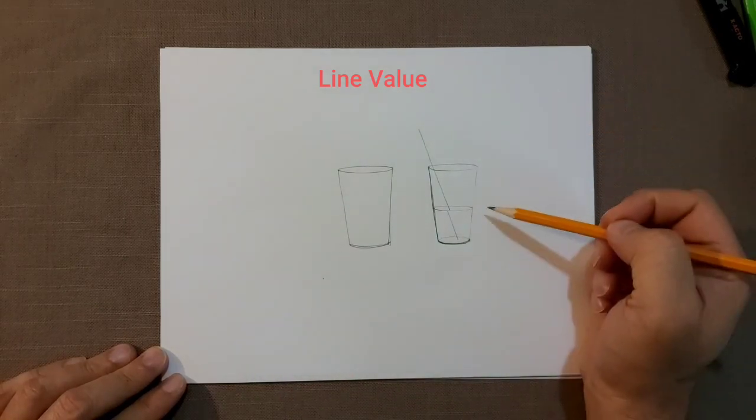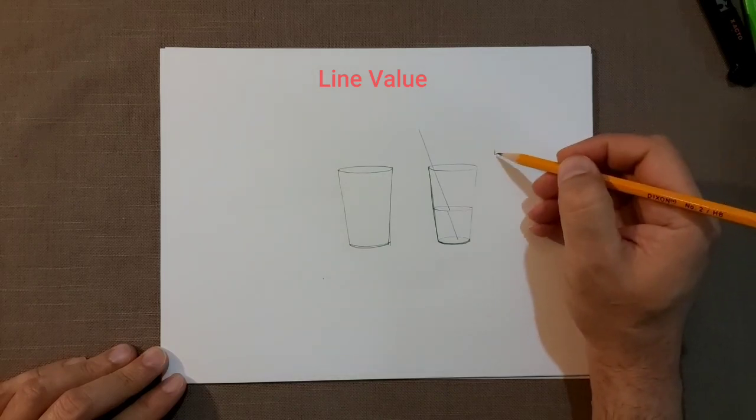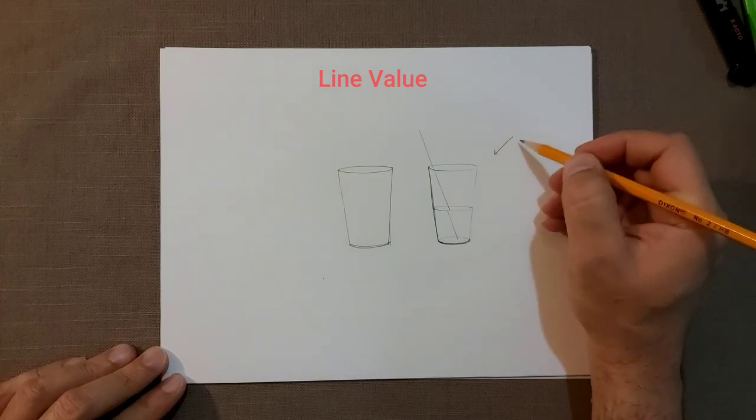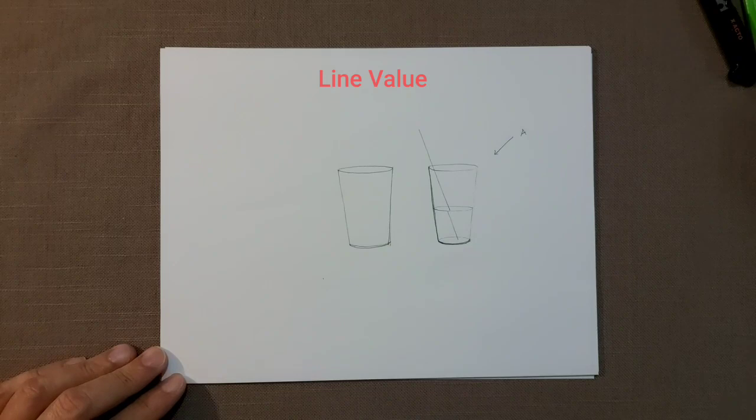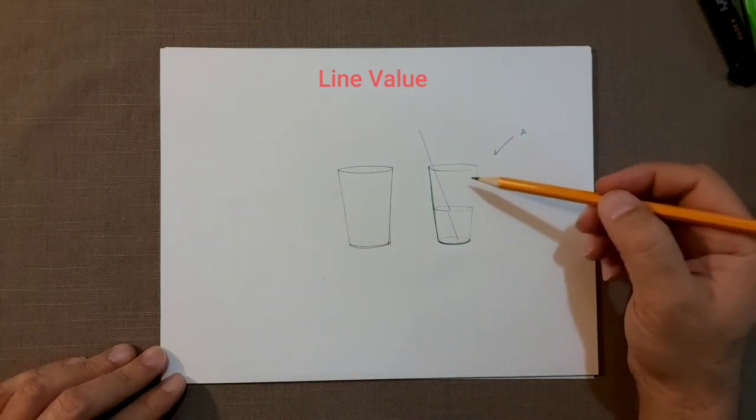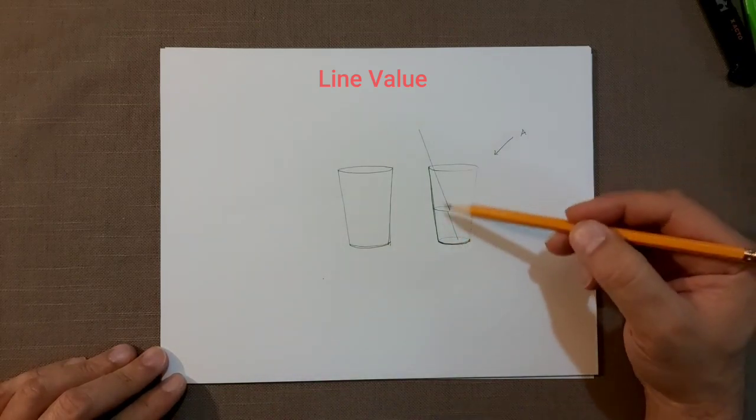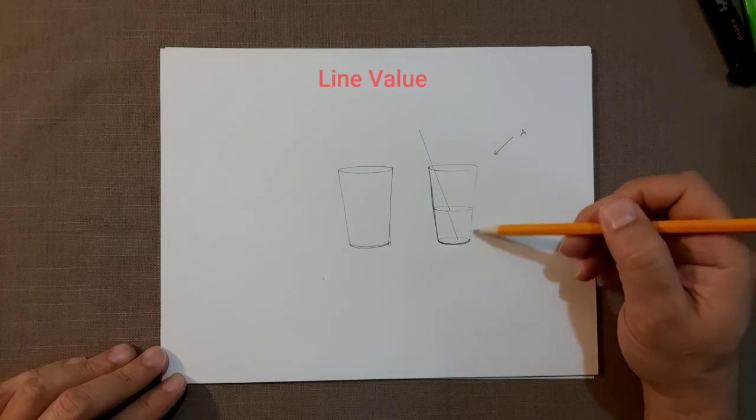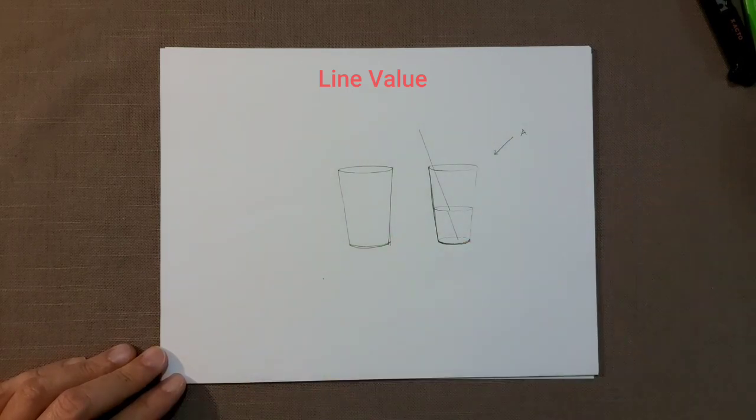So in this case, I can tell the light is coming from the direction A. I can tell this is a transparent glass, and it's half full almost with some liquid. We can assume this is water, right? But in this one, we cannot.